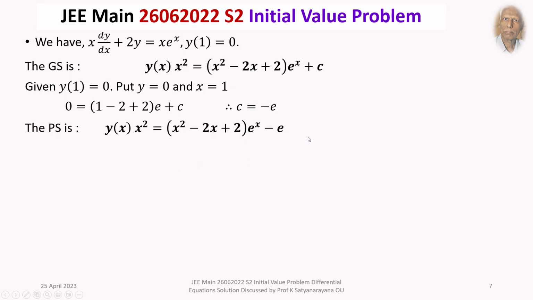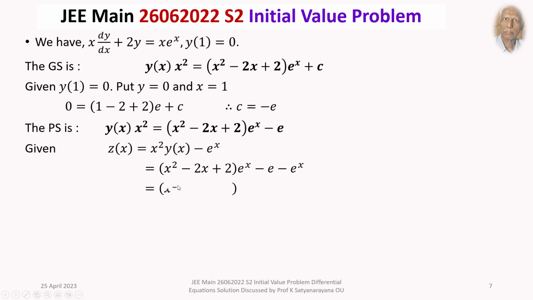Agreed. Now given z of x is equal to x square into y of x. y of x is this particular solution minus e power x. So write down, x square y, we know the x square y value directly, that is x square minus 2x plus 2 into e power x minus e power x. Agreed. So that's your z of x. So this we simplify still further.